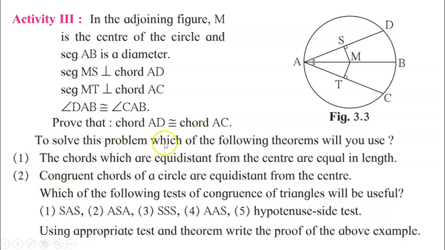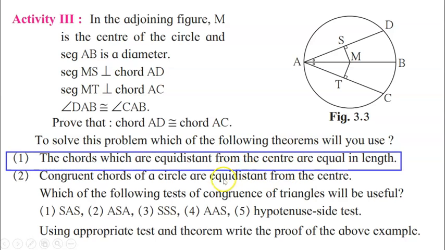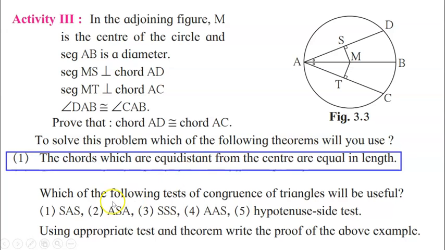To solve this problem, which of the following theorems will you use? First, the chords which are equidistant from the center are equal in length. Second, congruent chords of a circle are equidistant from the center. And out of these, we will use the first one. Okay. Next, which of the following tests of congruence of triangles will be useful? Out of these tests, we'll use the hypotenuse side test. Okay, now we'll prove this.